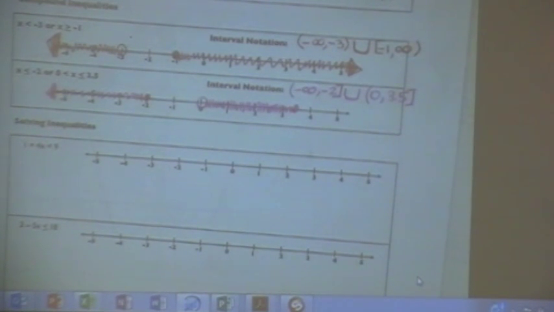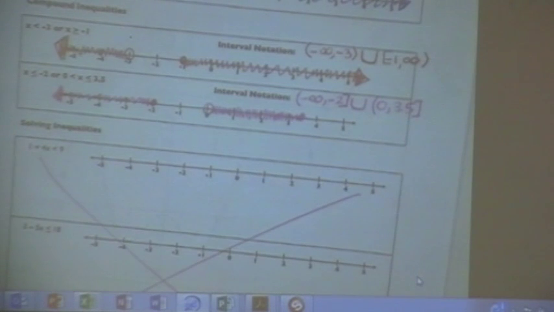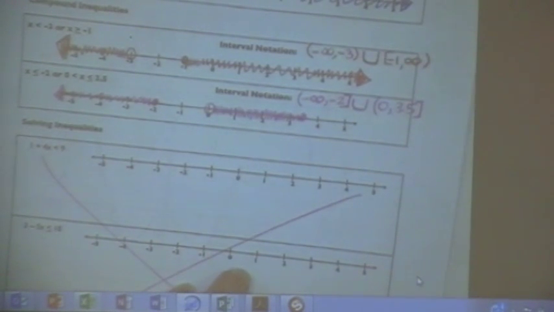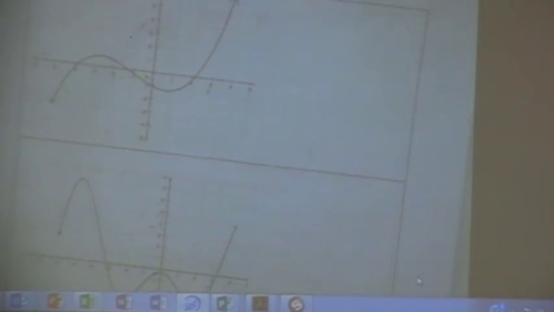Okay? Alright, we're going to skip these for right now. You already know how to solve inequalities, and we do a little bit more of it in a couple weeks, so we're not solving them now. We're going to look at these and do domain and range. Write them in interval notation.